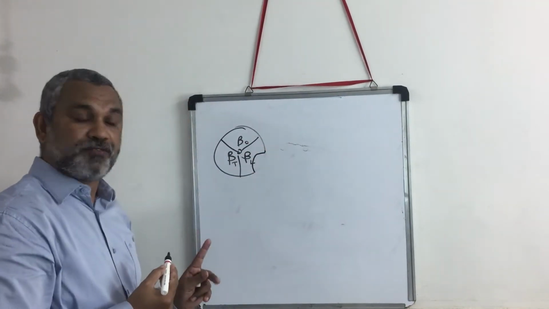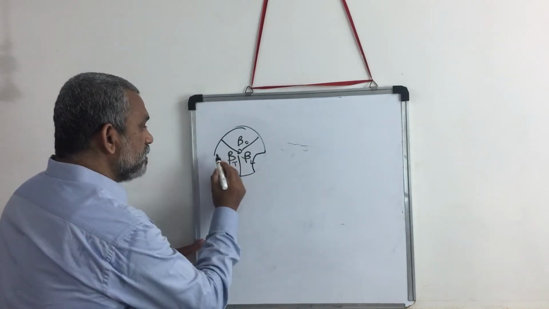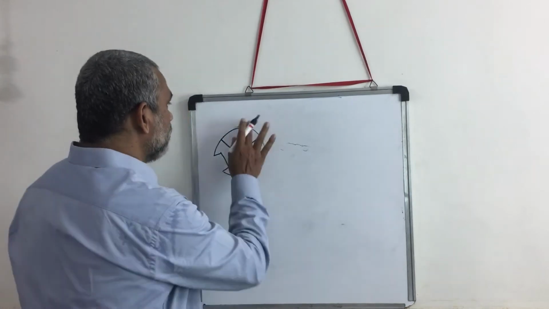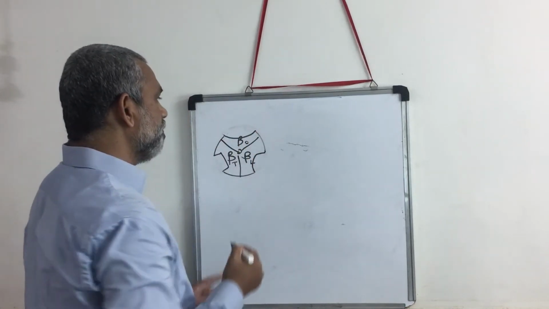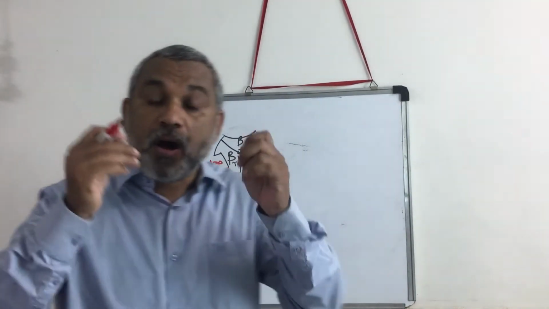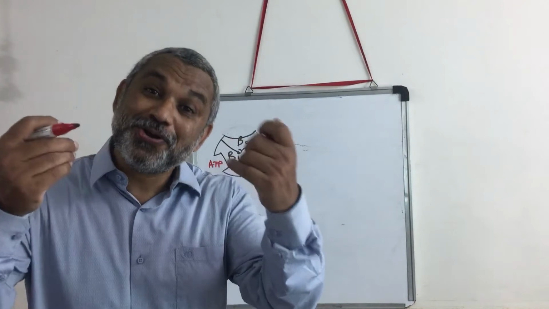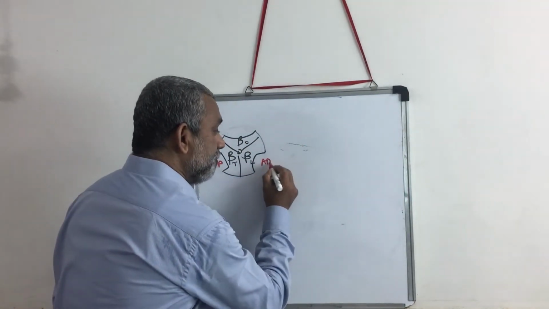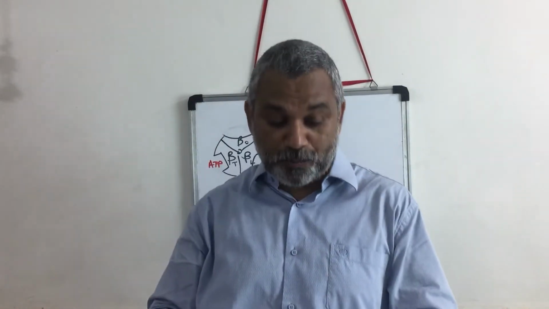So we can diagrammatically represent the loose conformation like this. Tight conformation is like this, very tight, and the open conformation is like this. These are the 3 conformations. Why do we say it is tight? Because it is bound to ATP. Why do we say it is loose? Because it is going to bind to ADP and Pi. It can accommodate them. Why do we say it is open? Because nothing is there. So therefore, it is an open conformation.